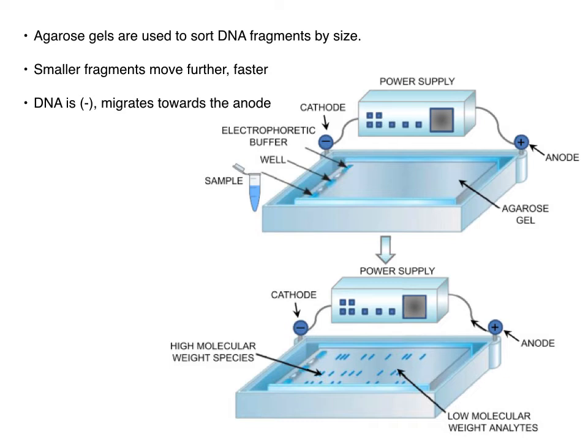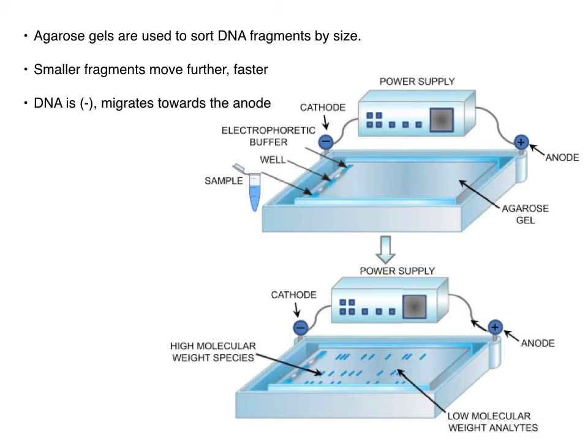And what happens is when we apply current to this bath in which the gel is submerged, DNA is negatively charged. So think about the direction that DNA is going to move. It is not going to move towards the negative electrode. It moves towards the positive electrode. Because it's negatively charged, it is attracted to the oppositely charged pole. That's the anode. And so the DNA gets pulled through this gel.